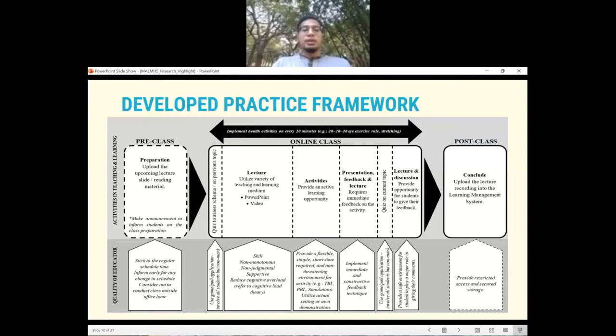So during these activities, what we need to do as an educator: during the pre-class, you need to stick with the regular schedule time, inform early, and also upload the material and everything. During the online class, you need to have the skill to teach, you need to have empathy, and also the tone of your lecture, to make it interesting for them to give attention, and also have some pedagogy skills. What we want to do in a short period of time is some active learning.